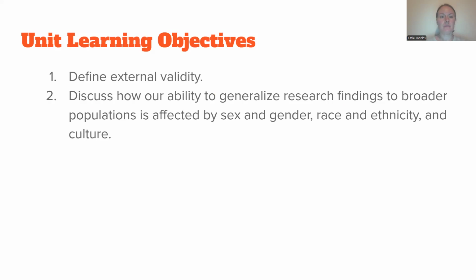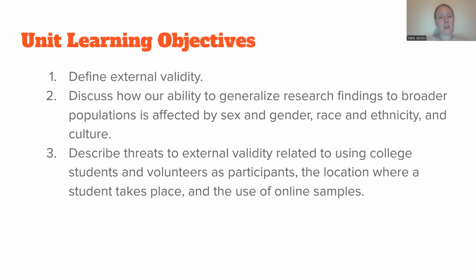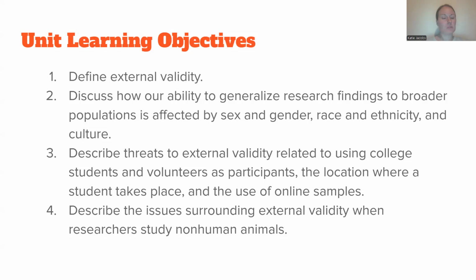So we have some unit learning objectives for this unit. First, I want you to be able to define external validity. Second, I want you to be able to discuss how our ability to generalize research findings to broader populations is affected by sex and gender, race and ethnicity, and culture. I want you to be able to describe threats to external validity related to using college students and volunteers as participants, the location where a study takes place, and the use of online samples.